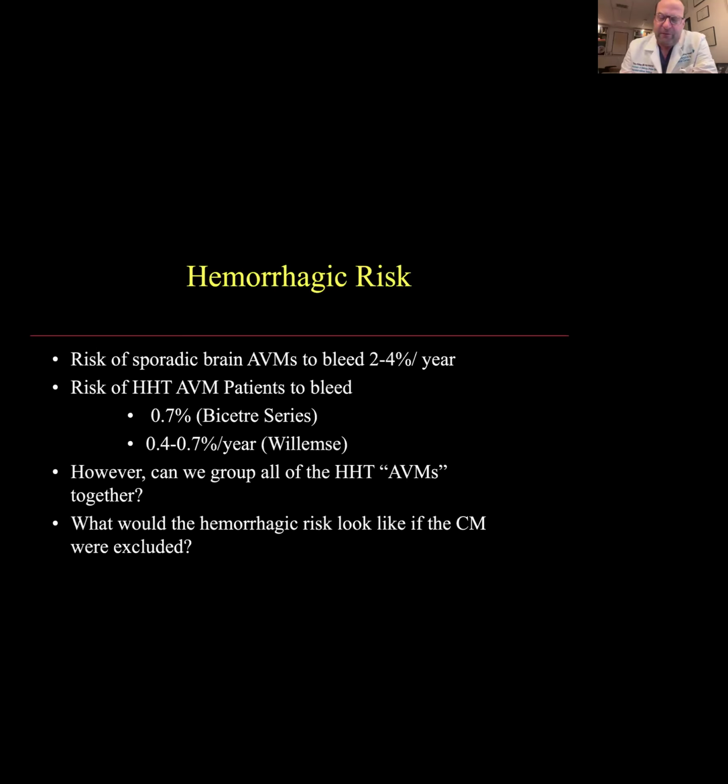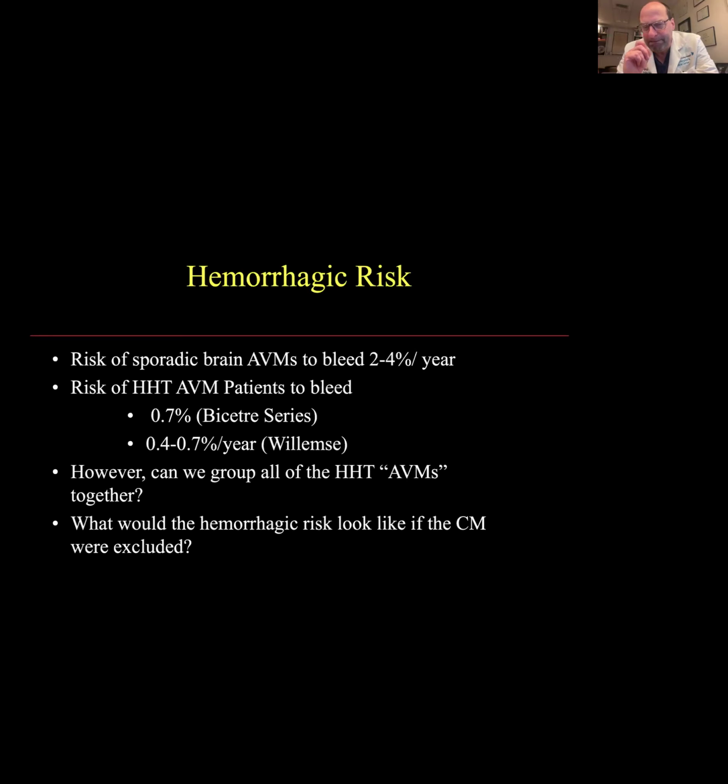The next thing that we would like to discuss is the hemorrhagic risk. If you have a sporadic brain AVM, it is estimated to be approximately 2% per year. But in HHT patients, the risk is significantly lower. According to both the Bicêtre and the UCSF series, it's somewhere in the range of 0.7% per year.